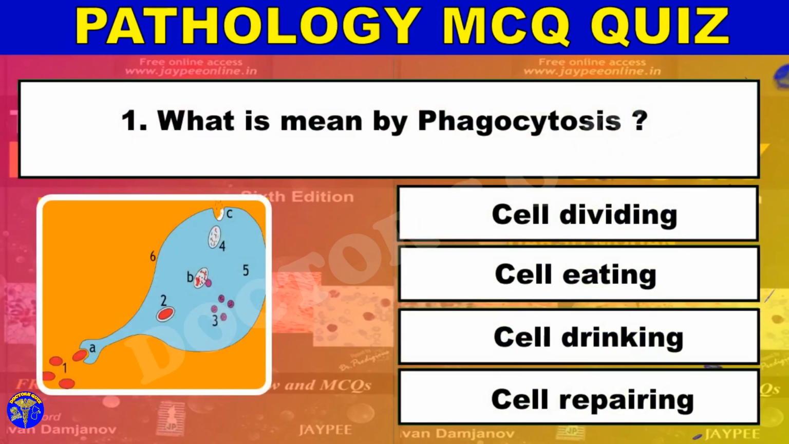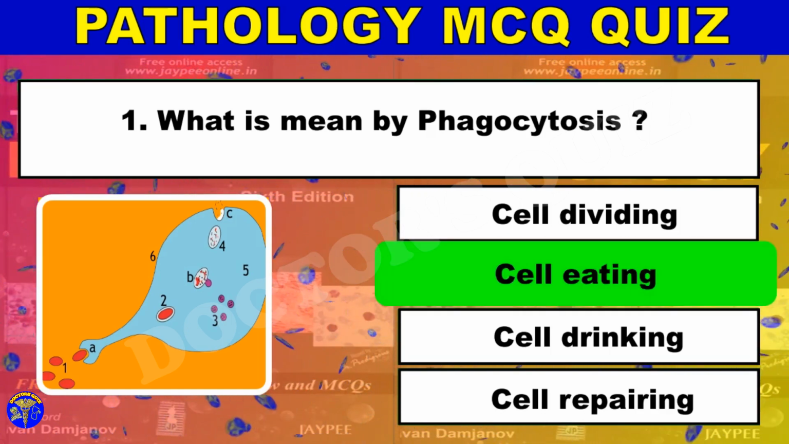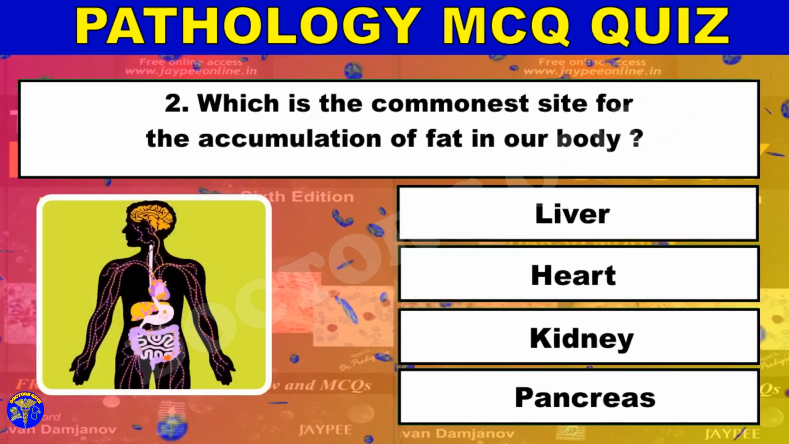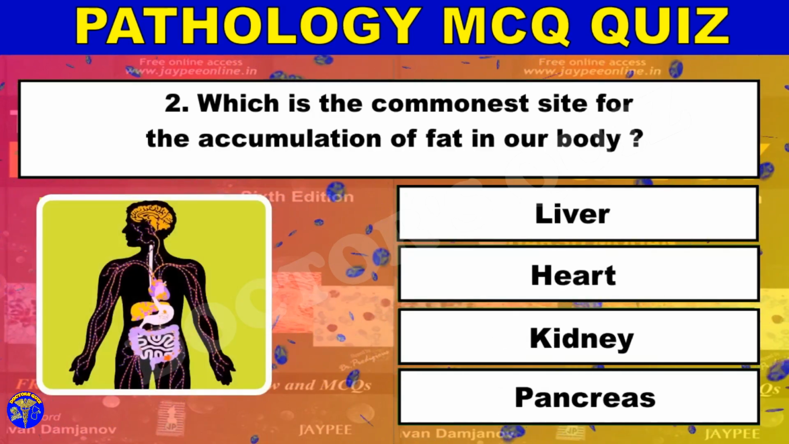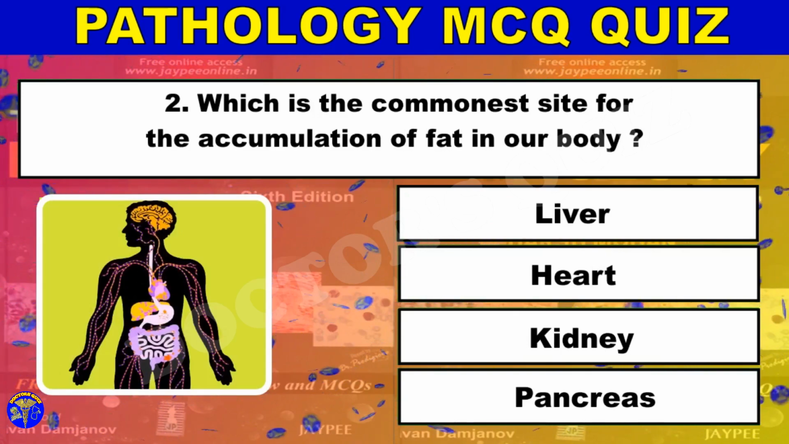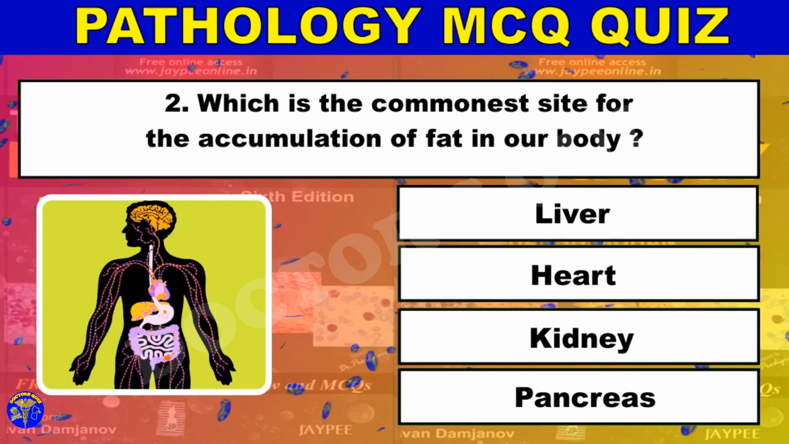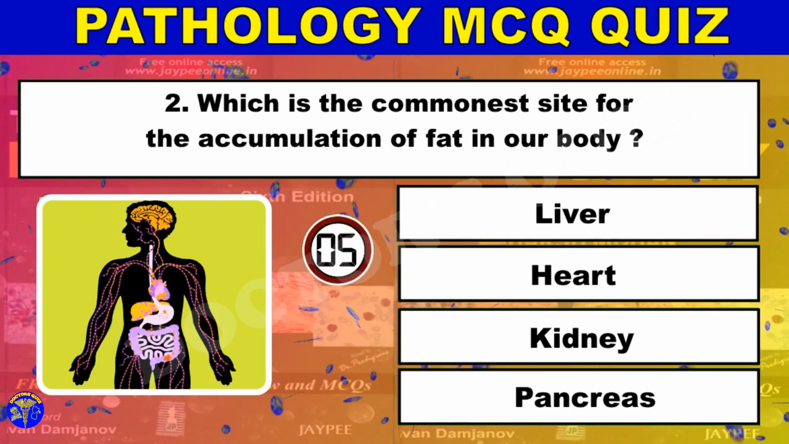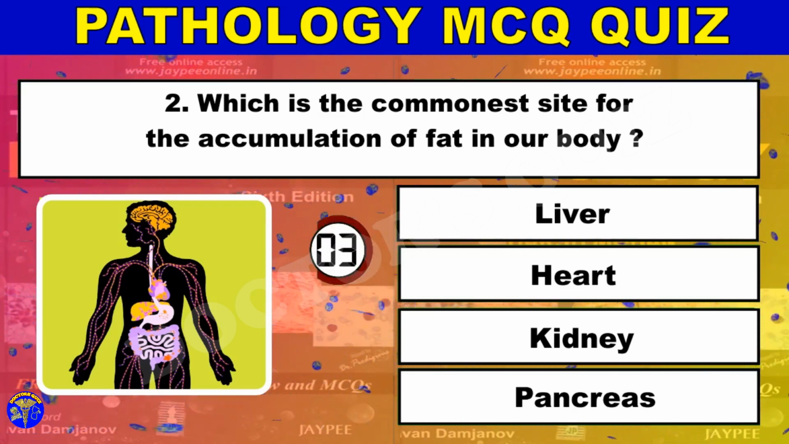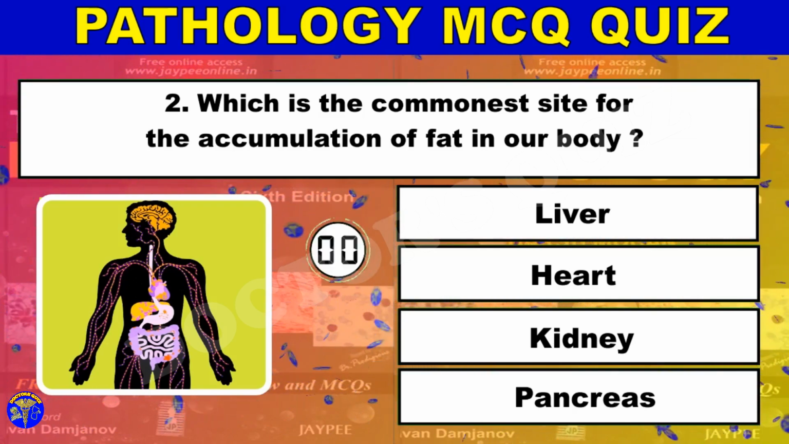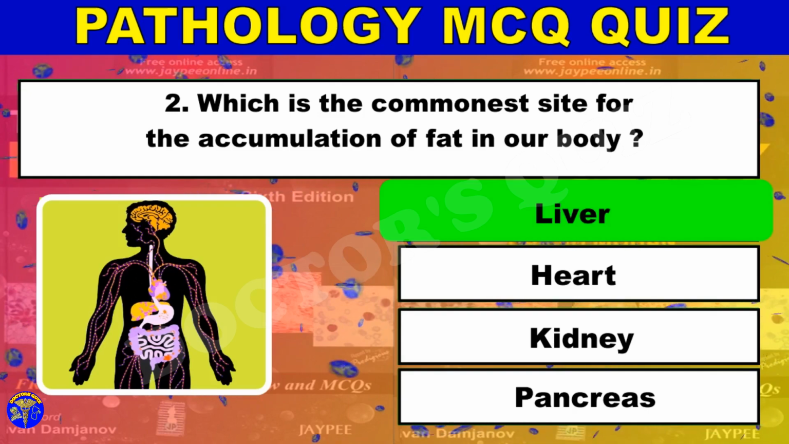What is meant by phagocytosis? The options are cell dividing, cell eating, cell drinking and cell repairing. And the right answer is cell eating. Which is a common site for the accumulation of fat in our body? The options are liver, heart, kidney and pancreas. The right answer is liver.